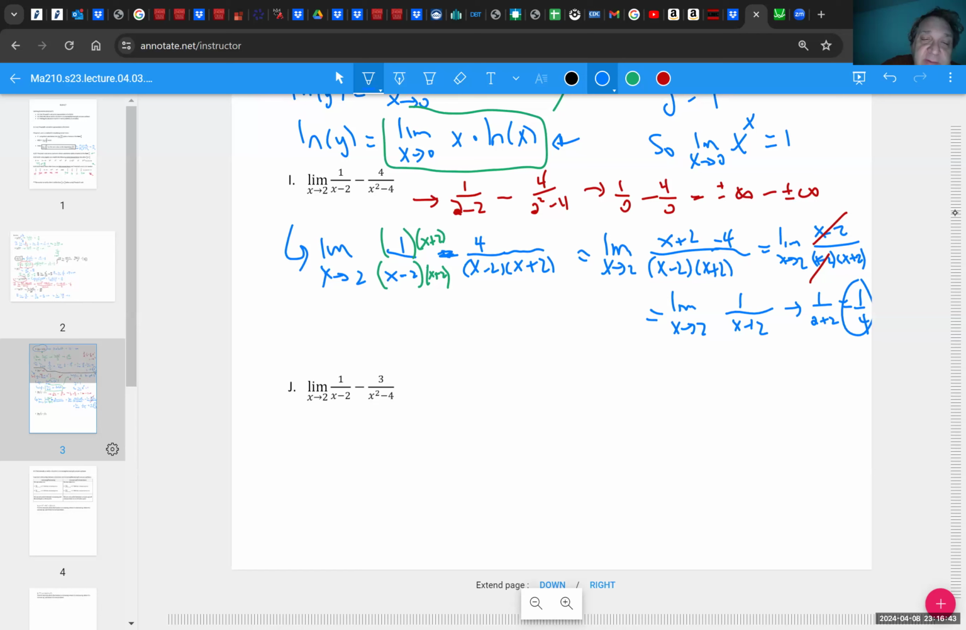1 over x minus 2 is going to go to, when I plug in 2, 1 over 0. This becomes 3 over 0. So we have an infinity minus infinity kind of thing. So we're going to, once again, do the same thing we did before and add the fractions together. I'm going to multiply this one by x plus 2 over x plus 2. And so I'll get a common denominator. I'm not showing all the same steps as before because we just did them.